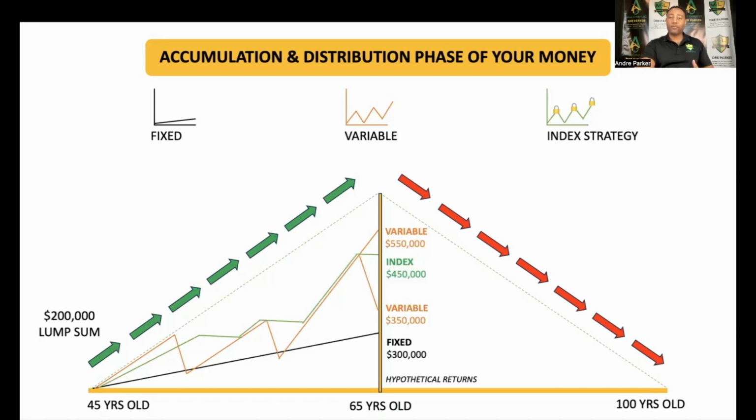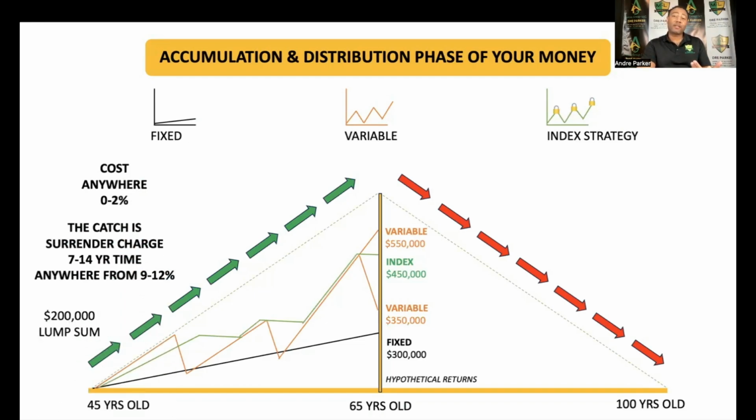Now, everybody's talking about the cost, right? How much does something like this cost? Remember, annuities used to get bad raps on a lot of fees. Well, the cost nowadays could be anywhere from 0 to 2% in fees. And you're probably saying, well, what's the catch? Here's the catch. You got to understand this. The catch is your surrender charges, 7 to 14 years, and they're anywhere from 9 to 12%.